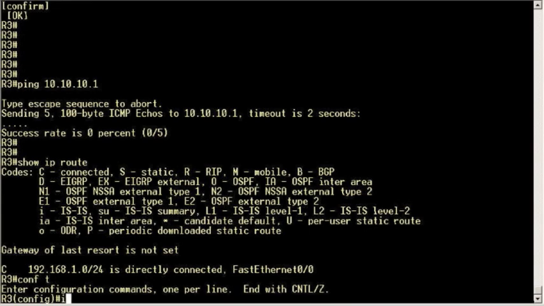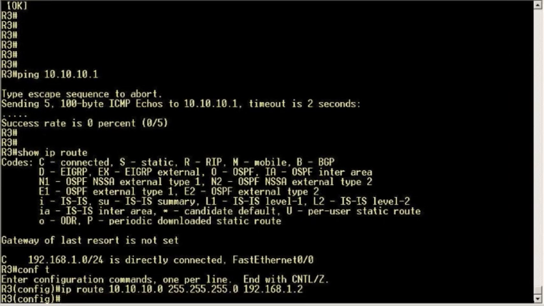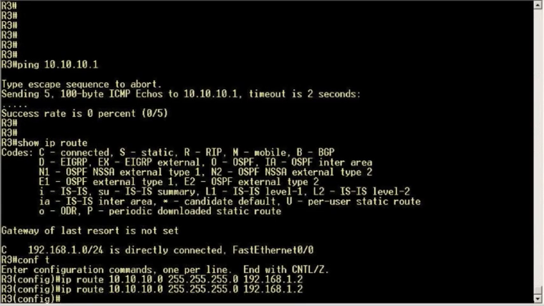Ready? IP route in global configuration mode, and we'll say, look, to get to the 10.10.10 network, go ahead and send your traffic to your neighbor at 192.168.1.2. You could also do it this way, by the way. You could say, just send your network out FA0/0. Just send your traffic out the interface. But specifying the next hop is much more efficient. You're telling it literally to send it to the following IP. It's more efficient.